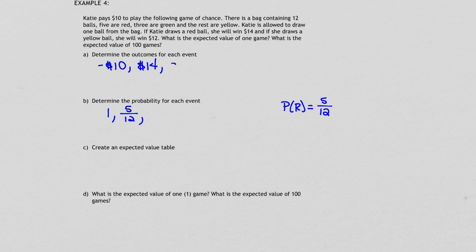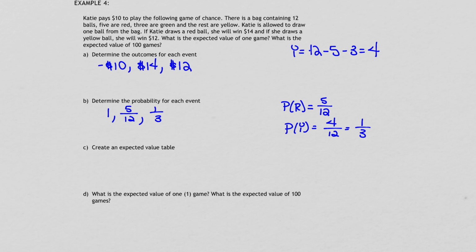And then last, she could win $12 if she draws a yellow ball. It says the rest are yellow, so we're going to have to figure out how many yellows there are. There's 12 total, 5 of them are red, and 3 are green. So if we subtract there, then that means that there's 4 yellow balls. So the probability of a yellow is 4 in 12, or 1/3.